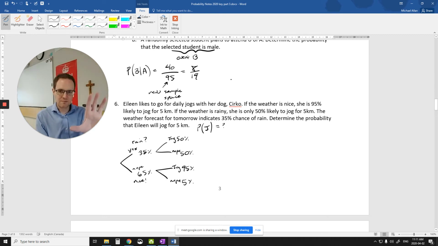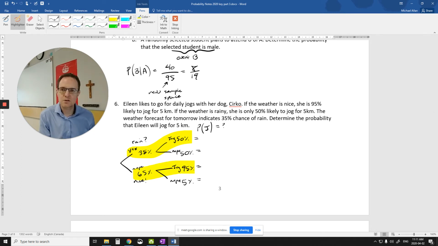Okay, so we did a tree like this before to find all the different pieces, but really, I just want to find out when does she actually go for a jog. She goes for a jog here, and she goes for a jog here. So those two lines on my tree. Now to find those two lines in the tree, I'm going to take the probability of it raining, times the probability that she goes for a jog if it's raining. Down here, I do the probability of it not raining times the probability to go for a jog when it's not raining, because I'm using that complement symbol there.